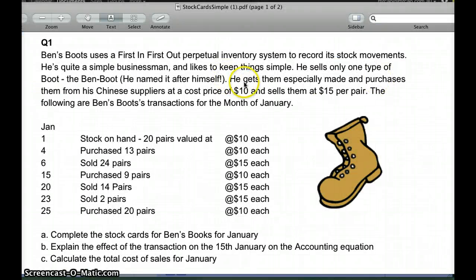Hello, accounting class. Today I'm going to show you how to record transactions in a stock card. So let's look at this question. Ben's Boots uses a first in, first out perpetual inventory system to record its stock movements. He's quite a simple businessman and likes to keep things simple.